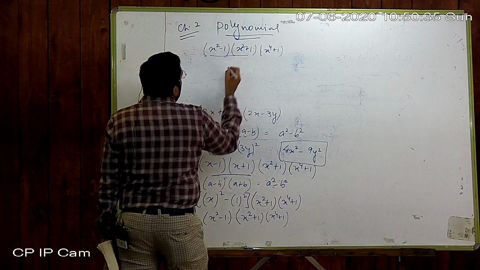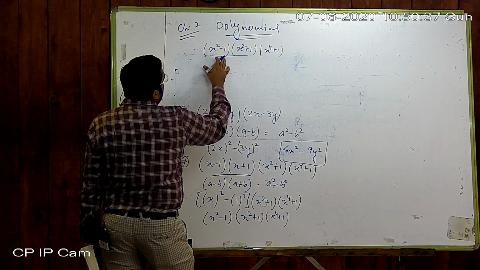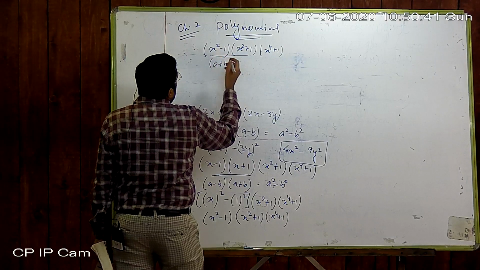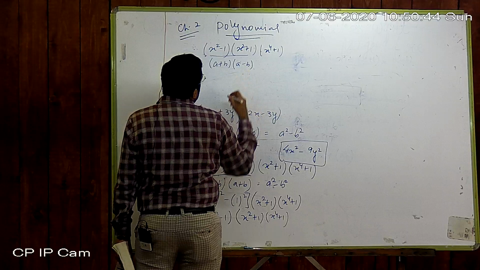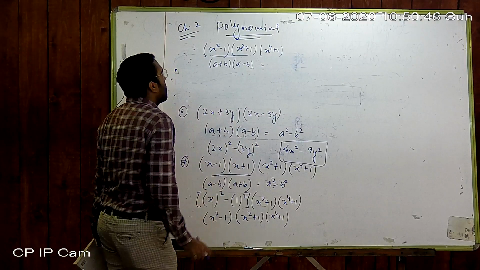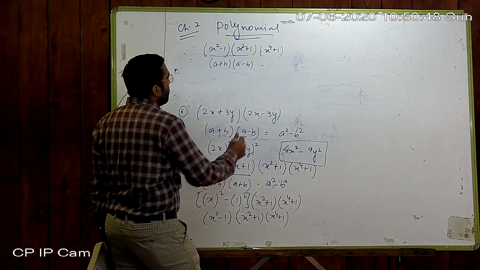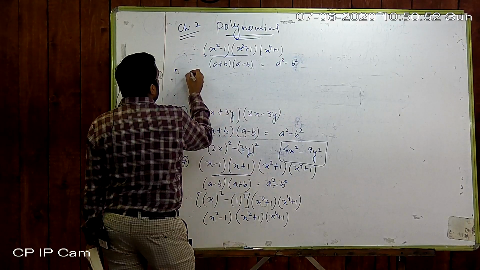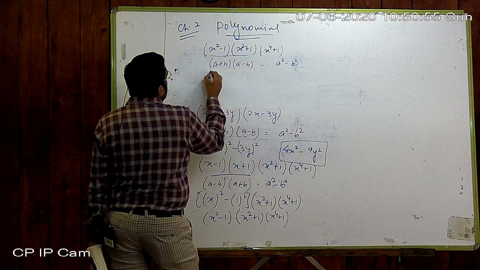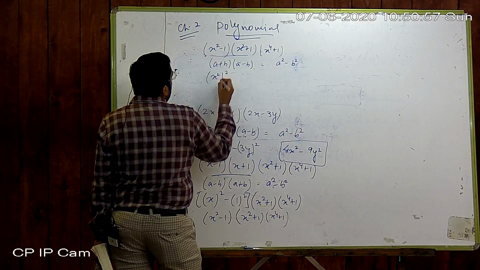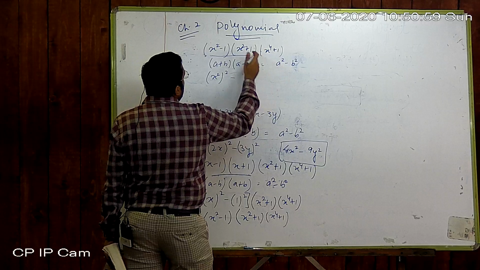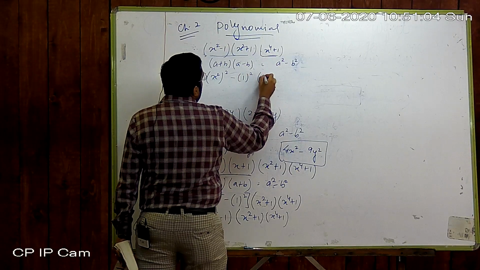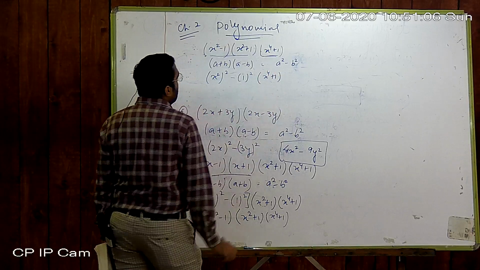Now here also a square, a minus b and a plus b formation. We can see that here also a plus b and a minus b formation. So my answer is the same as a square minus b square. So first term a, here is x square, so x square squared, minus second term is 1, then 1 square, and the last bracket take as it is for now.